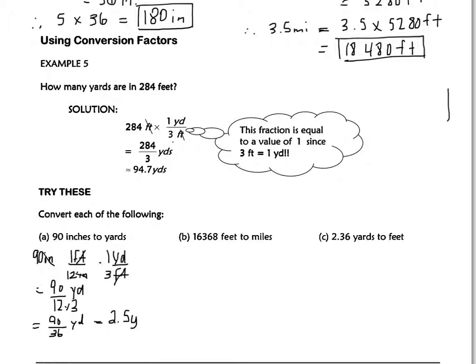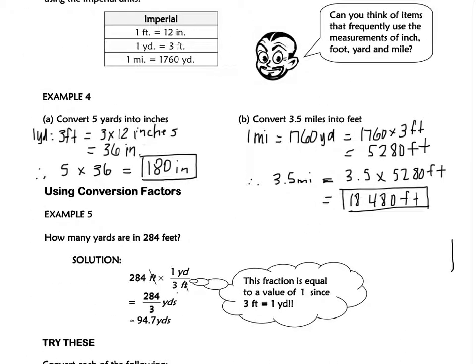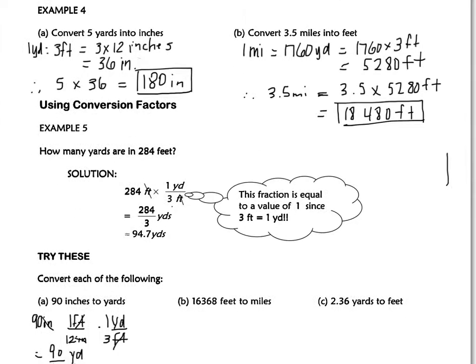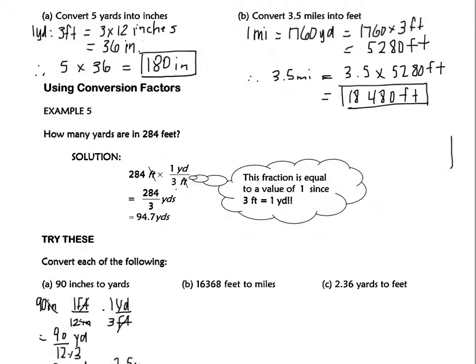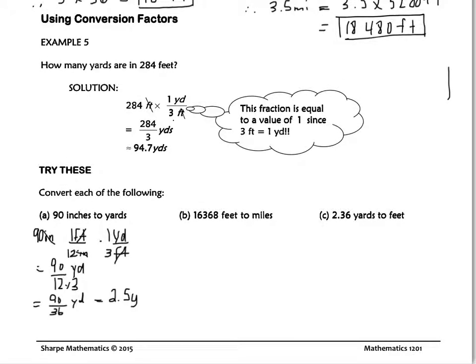The next one we want is feet to miles, and again in the table up above, we have miles related to yards. So what we can do is change the feet to yards and then the yards to miles. So we would have 16,368 feet, and we change the feet to yards first. We want to get rid of the feet, so the feet would be in the bottom and yards would be in the top, and we know that 1 yard is 3 feet. Then those feet would cancel and we'd be left with yards.